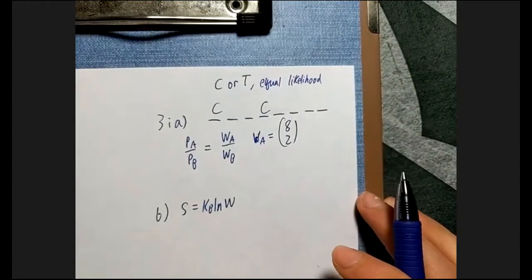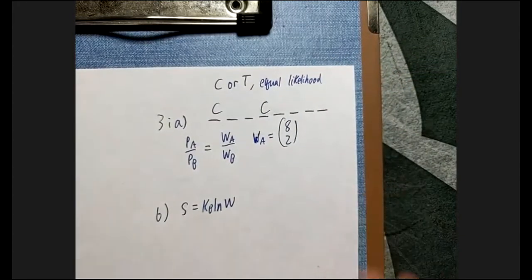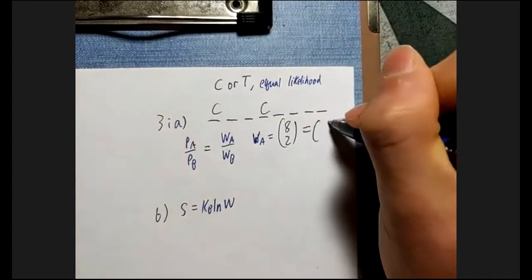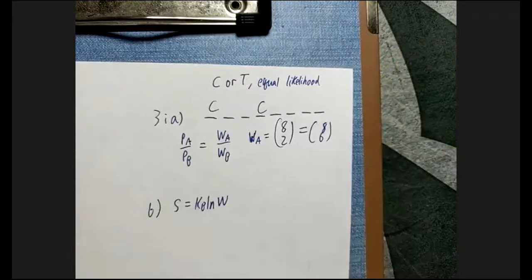And that will be the number of multiplicities, because you have 8 spots, you choose 2 to be C, and the rest will always be T. This is equivalent to saying 8 choose 6, where you choose 6 places for the T's, and the rest will be C.